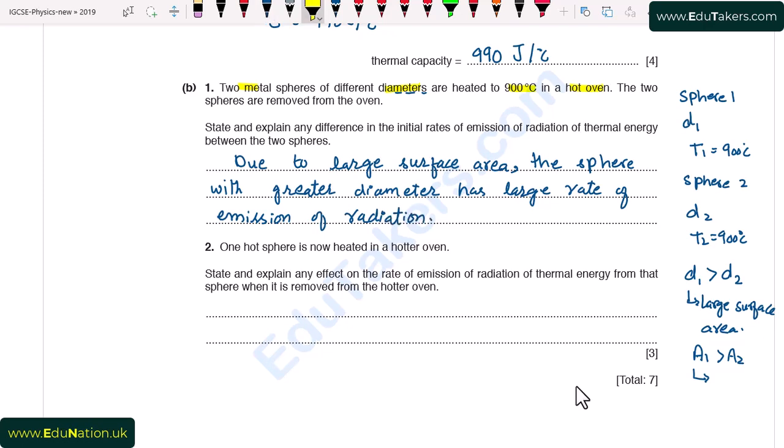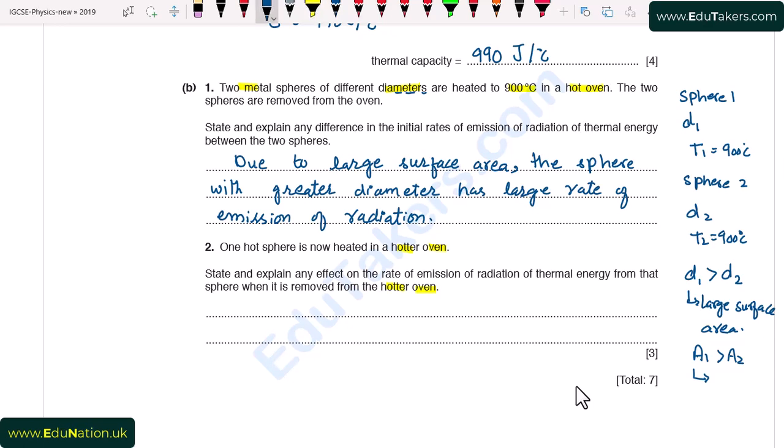Part 2. One hot sphere is now heated in a hotter oven. State and explain any effect on the rate of emission of the radiation of thermal energy from that sphere when it is removed from the hotter oven. So here are two spheres. One is again heated while the other is removed.